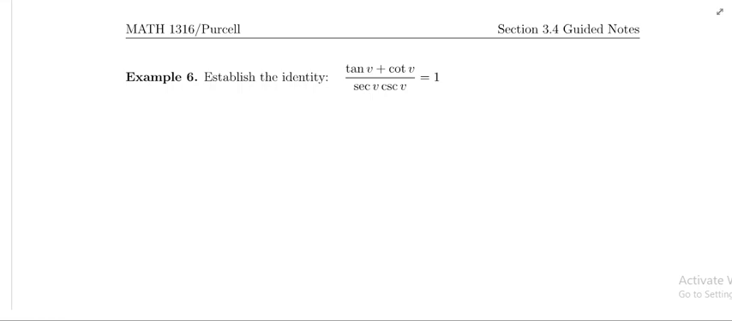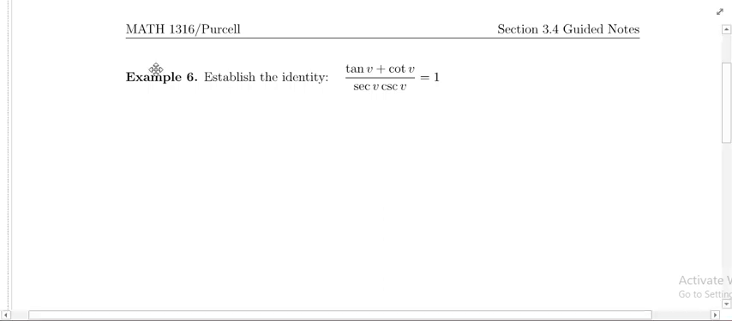Example 6. Establish the identity: the tangent of V plus the cotangent of V, all over the secant of V times the cosecant of V, is equal to 1. All right, clearly the left side here is more complicated than the right side, so we're going to start there.